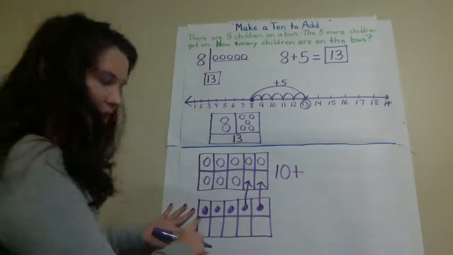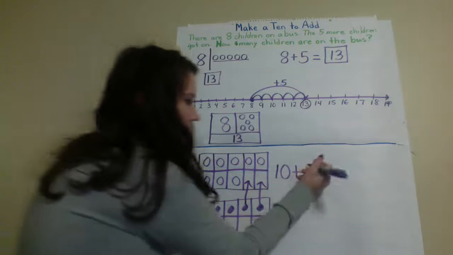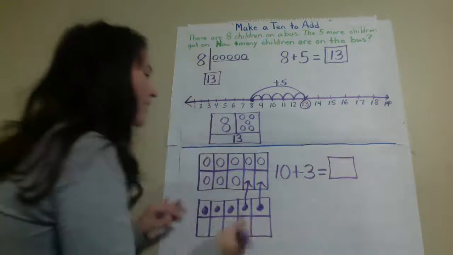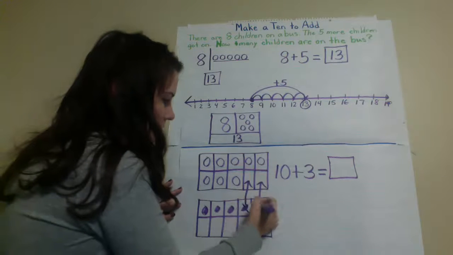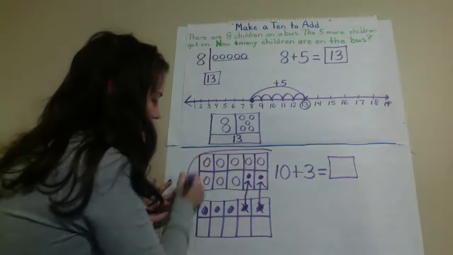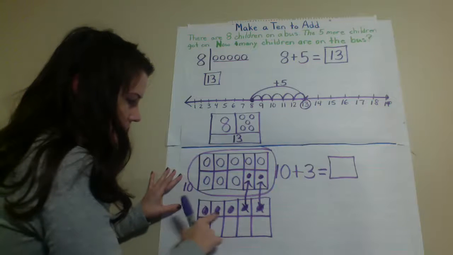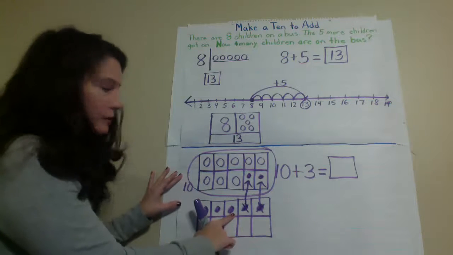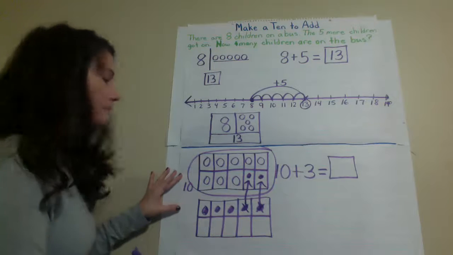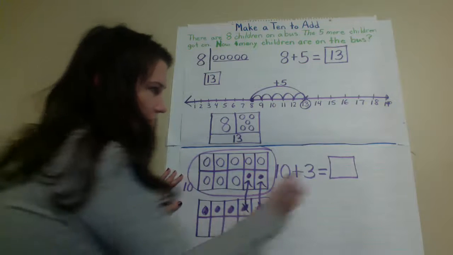plus, how many's left? 1, 2, 3. So I'm going to mark that one out and draw those up here. So I made a group of 10. That's 10, and I have 1, 2, 3 more. So that's 10 plus 3 more. 10, 11, 12, 13.